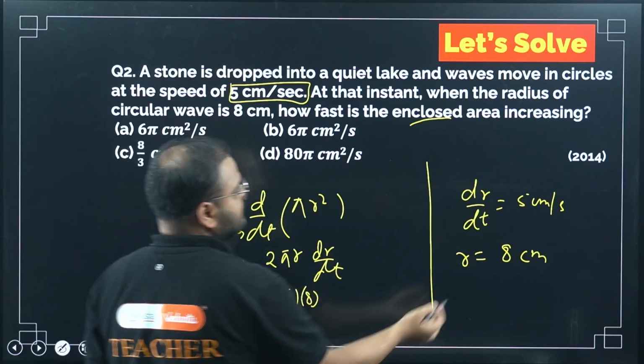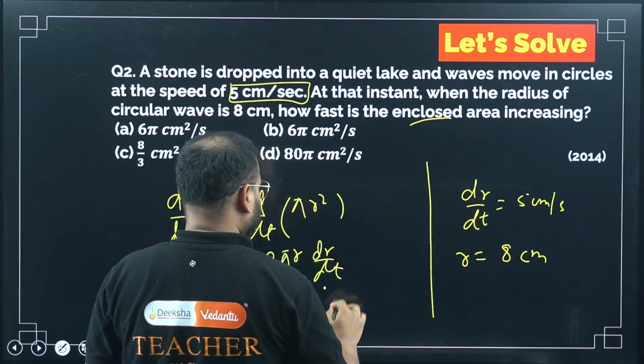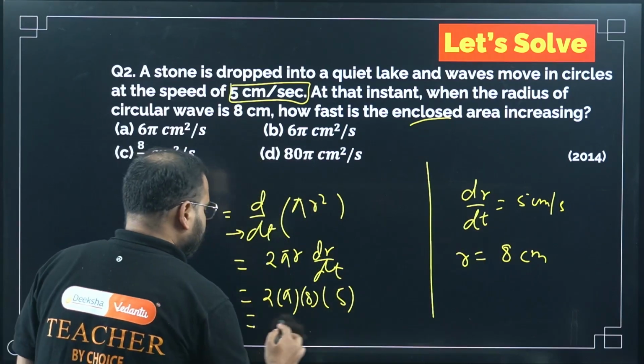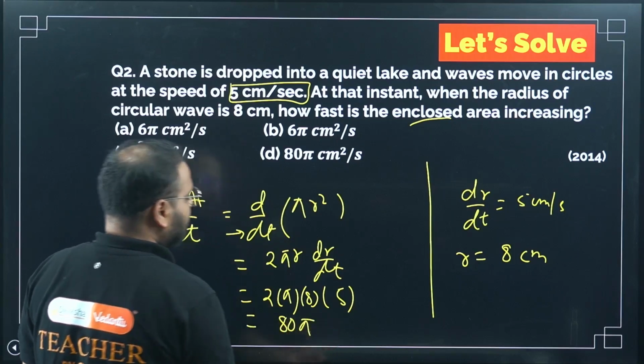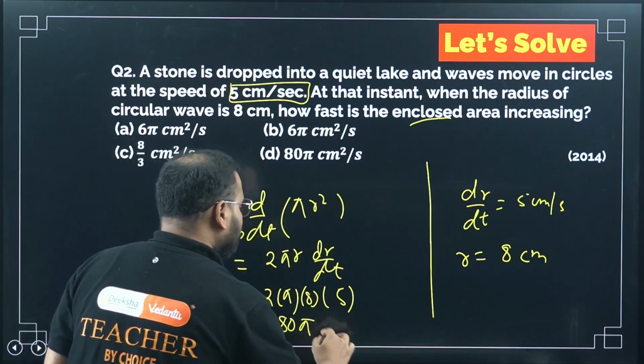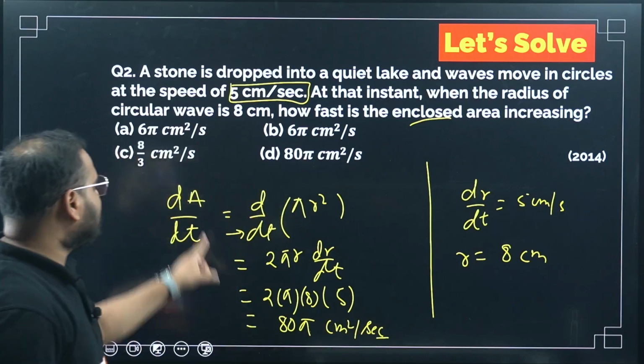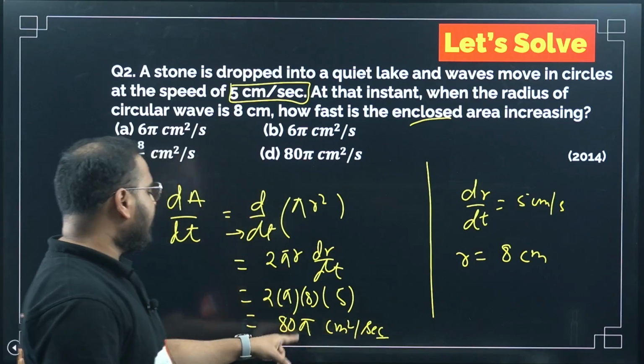So 2 pi, what is my r? r is 8, please check, and what is this? 5. So 8 5s are 40, 40 times 2 is 80. How much is that? 80 pi. What's the change in area? So I'll write it as centimeter square per second. Change in area with time, centimeter square per second, 80 pi. Any option?